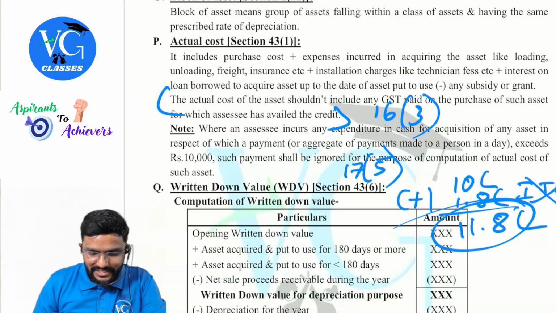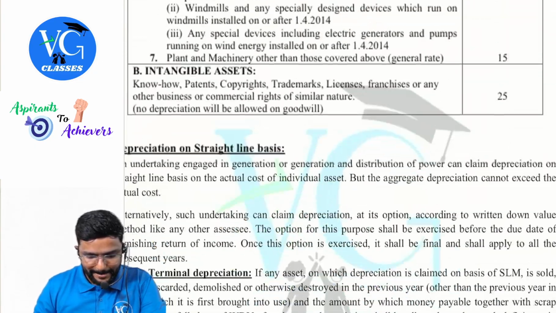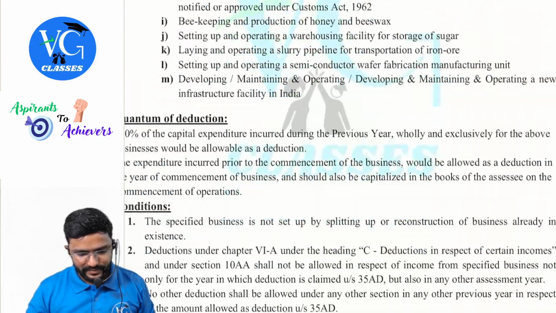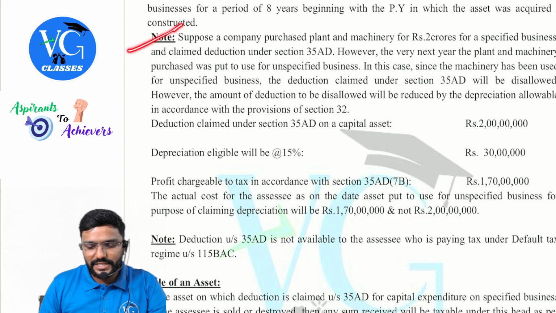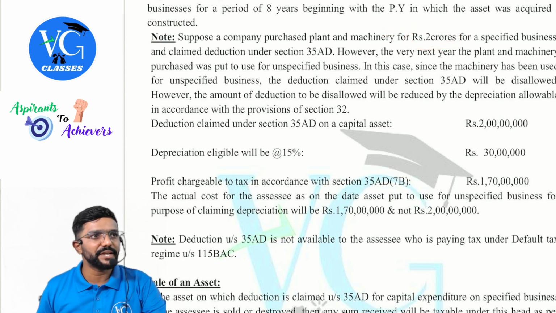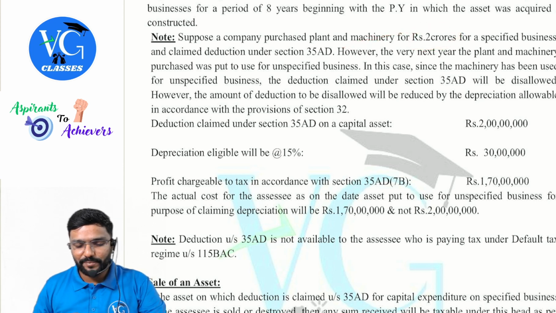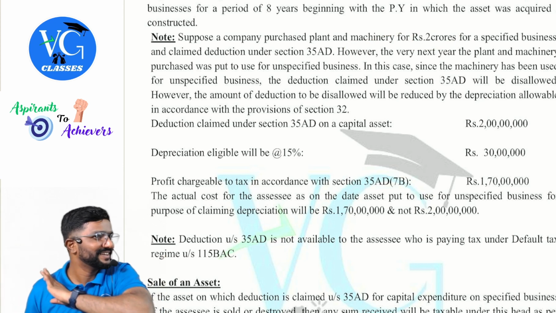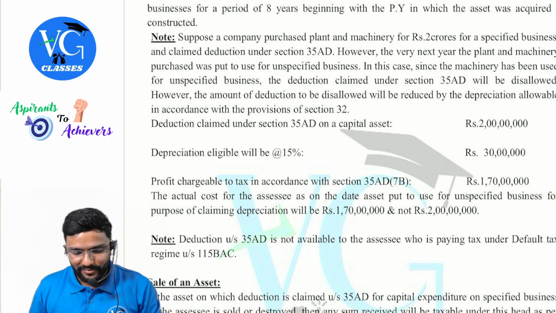How is it? I have taken one example here. Let me explain. Assume, guys, suppose a company purchased plant and machinery for 2 crores for a specified business and claimed deduction under section 35 AD. 100% they have claimed, the full 2 crores. However, the very next year, the plant and machinery purchased was put to use for unspecified business, meaning some other business. So you have taken 100% benefit and then misusing it. Come on. What will they do?